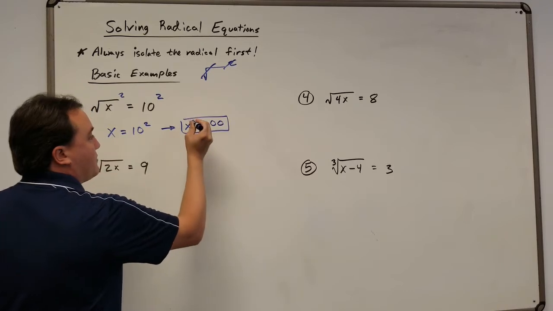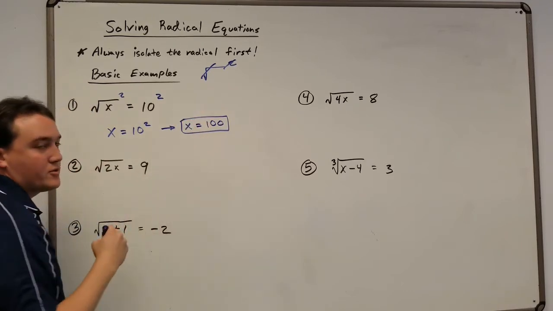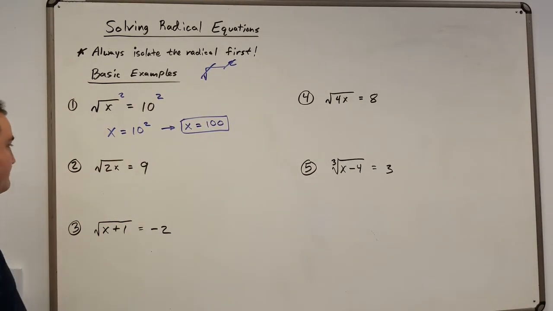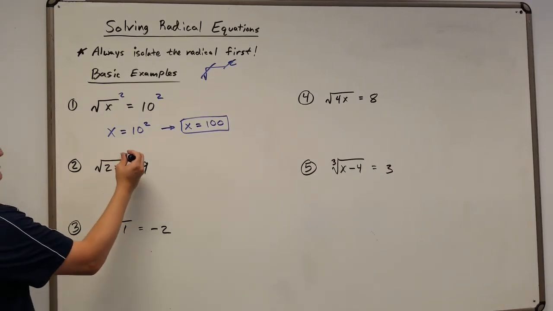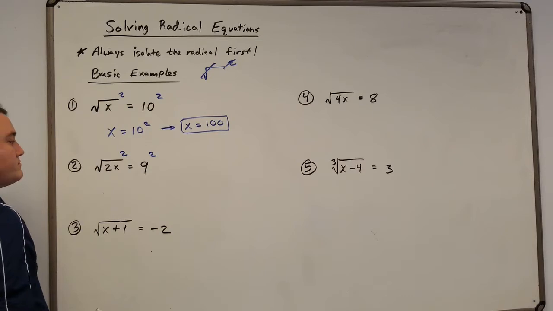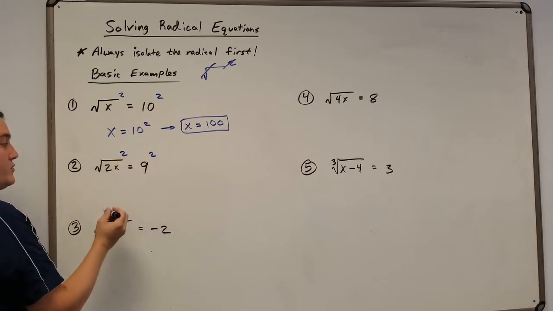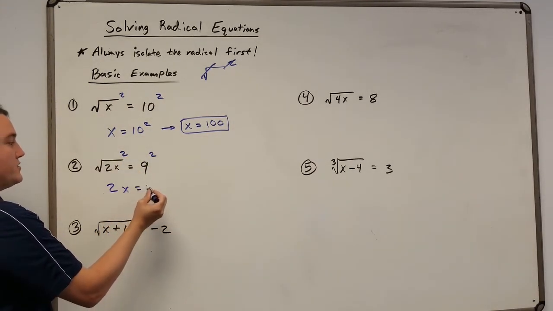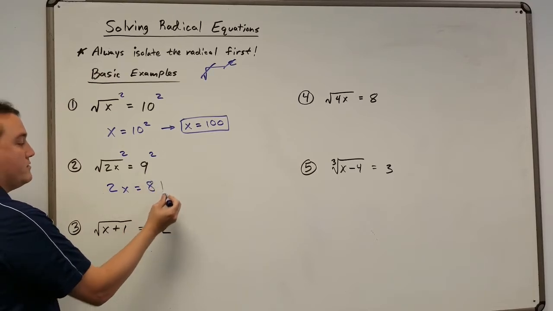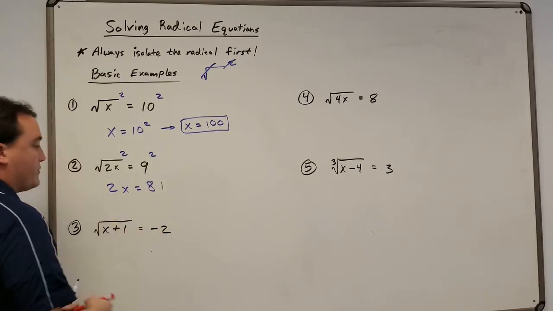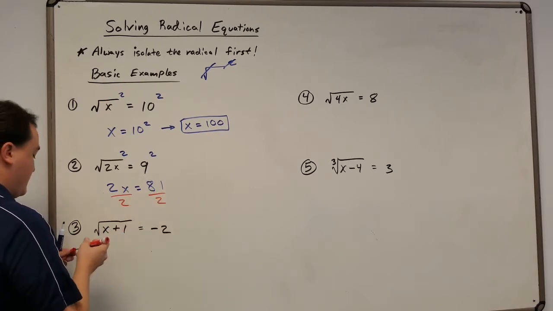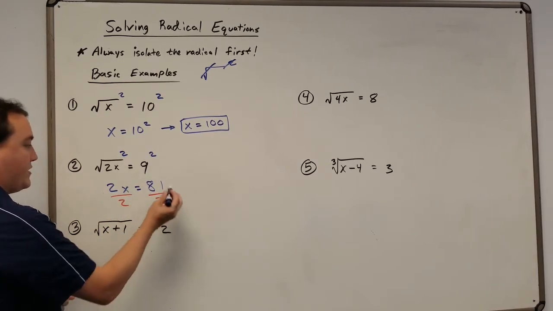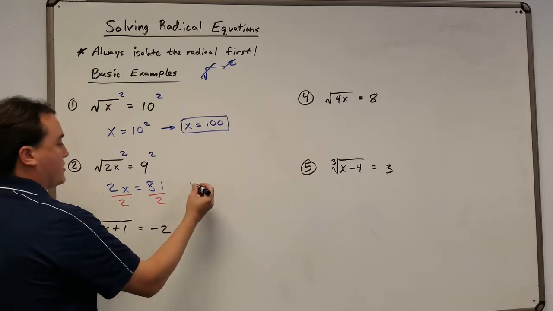Now, you could probably do a couple of these in your head, but it's good to know the algebra of how to actually solve it in the end. So here we have the radical by itself, so we square both sides. That goes away and we get 2x equals 9 squared, which is 81. And then divide both sides by 2. We got our answer, 81 over 2, because you can't reduce it, so we're done.